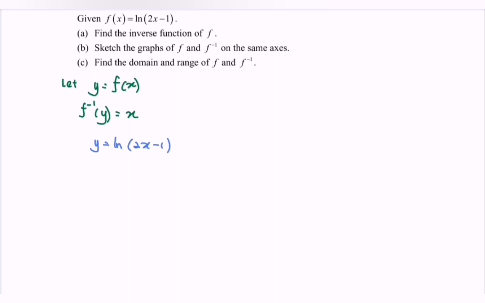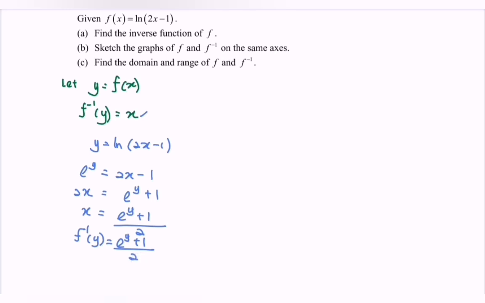Transform from the log form to indices form. So here we have e to the power of y is equal to 2x - 1. Then we have 2x is equal to e to the power of y plus 1. So finally, x is equal to (e to the power of y plus 1) over 2. So as we can see, x actually is f inverse of y. So we express f inverse of x is equal to (e to the power of x plus 1) over 2.